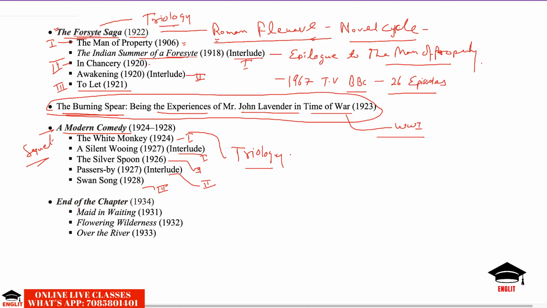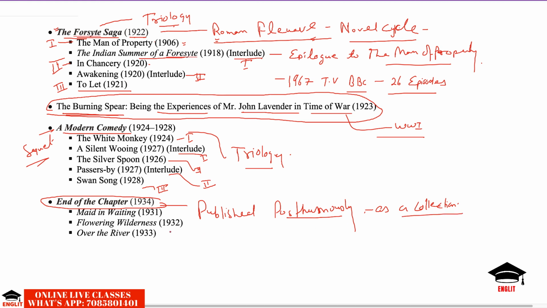Then there is the concluding part of these Chronicles, the Forsyte Chronicles. It was published posthumously as a collection. However, individual novels were published in his lifetime. So End of the Chapter has 3 novels. It is also a trilogy: Maid in Waiting, Flowering Wilderness, and Over the River. Over the River was originally published as One More River. So this was the last novel of this Forsyte Chronicles, and End of the Chapter was the concluding part of this Forsyte Chronicles.